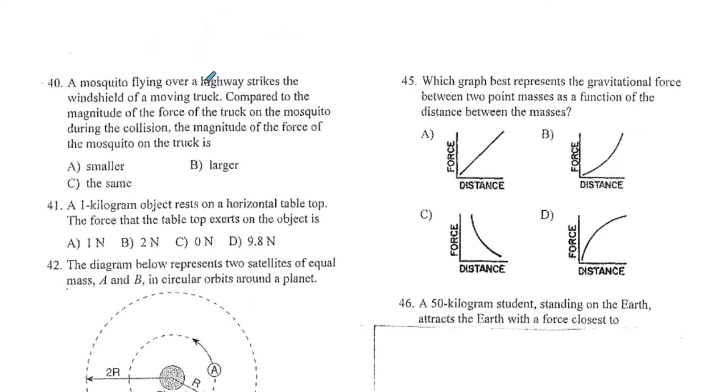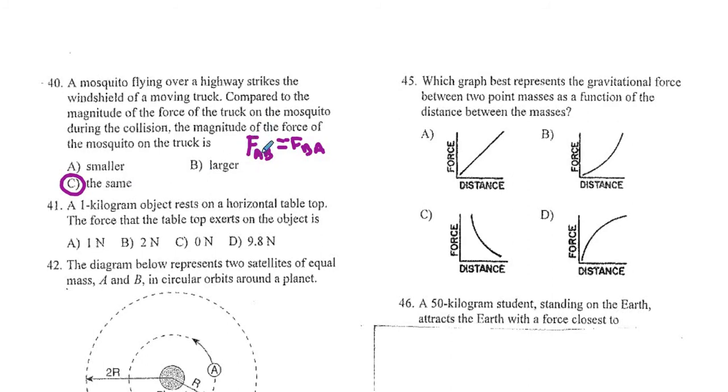Alright, next we have a mosquito flying over a highway that strikes the windshield of a moving truck. Compare the magnitude of the force of the truck on the mosquito to the magnitude of the force of the mosquito on the truck during the collision. This sounds a lot like the third law, which states that the force of object A on object B is equal to the negative of B on A. The magnitude is the same, and the negative just means the opposite direction, which is not being addressed here. So the forces on the two are the same.